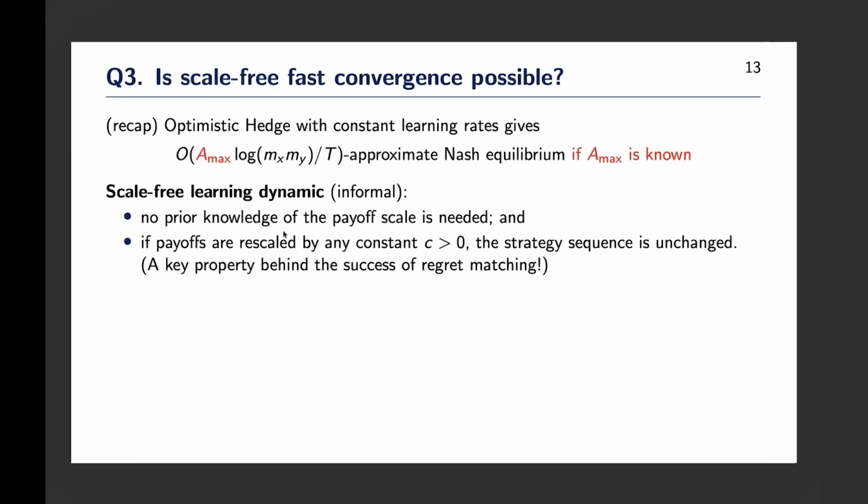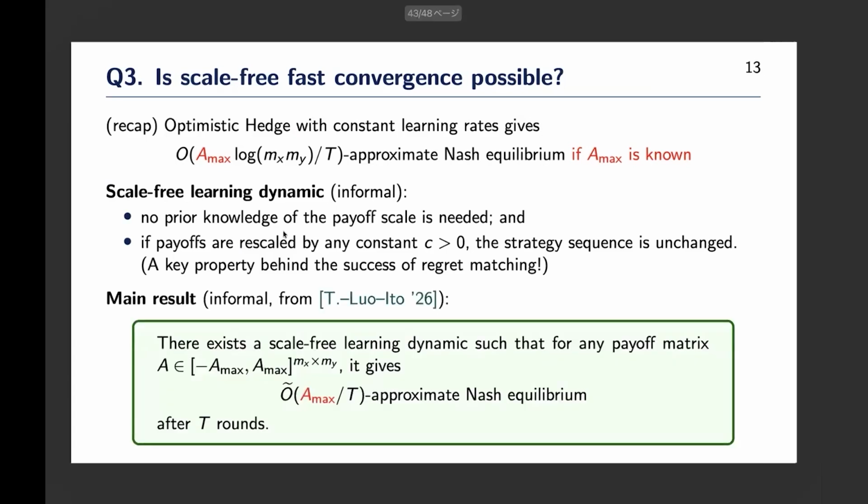This property has been known as a key property for the success of regret matching, which is one of the most successful algorithms for extensive-form games. And what we show recently is that there exists a scale-free online learning dynamic such that for any game with a payoff matrix with scale between minus A max and A max, we can get an approximate Nash equilibrium with a convergence rate of A max divided by T. So this rate is the same as the rate we can get when A max is known before the game starts.